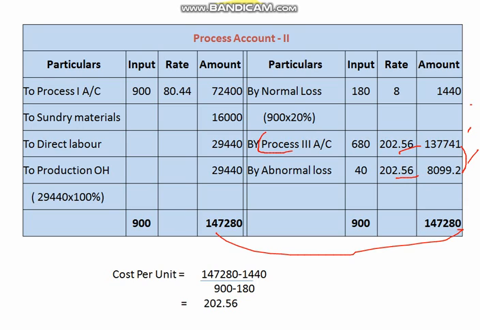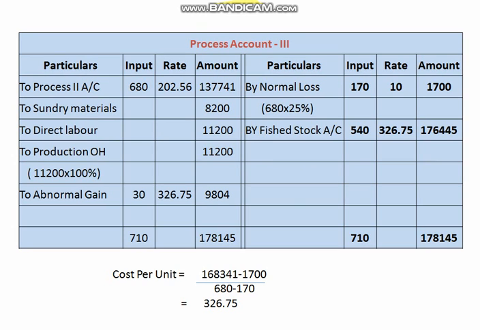Now this process 2, this information is transferred to your next process. Which process? Process 3. Now use the process 3 account. This was process 3. Now in this process 3, this information, first on the debit side, to process account 2, this information has come from the previous process.